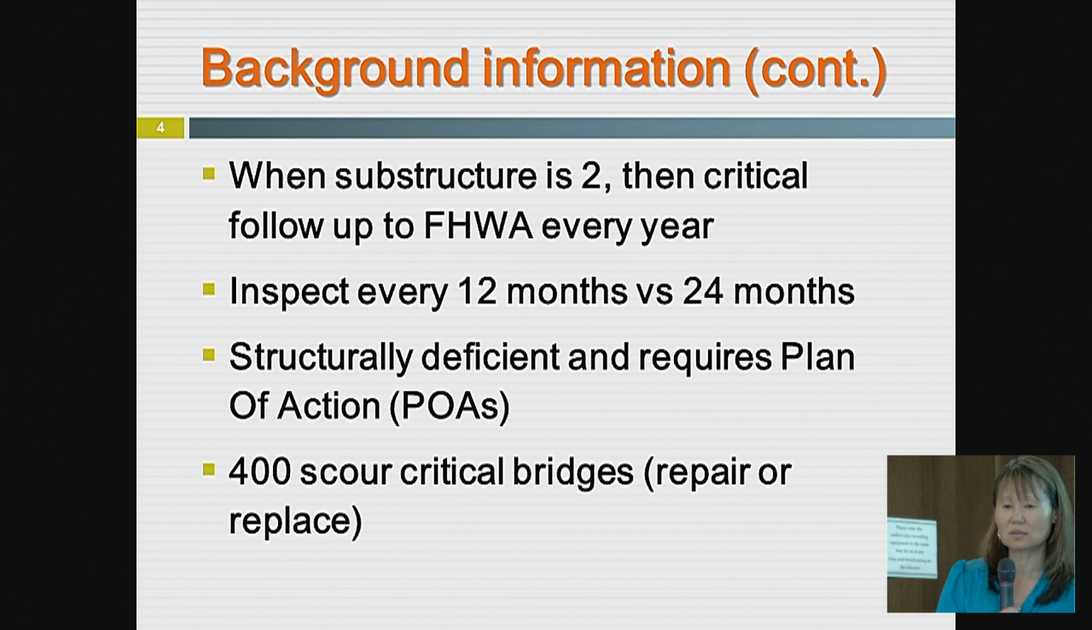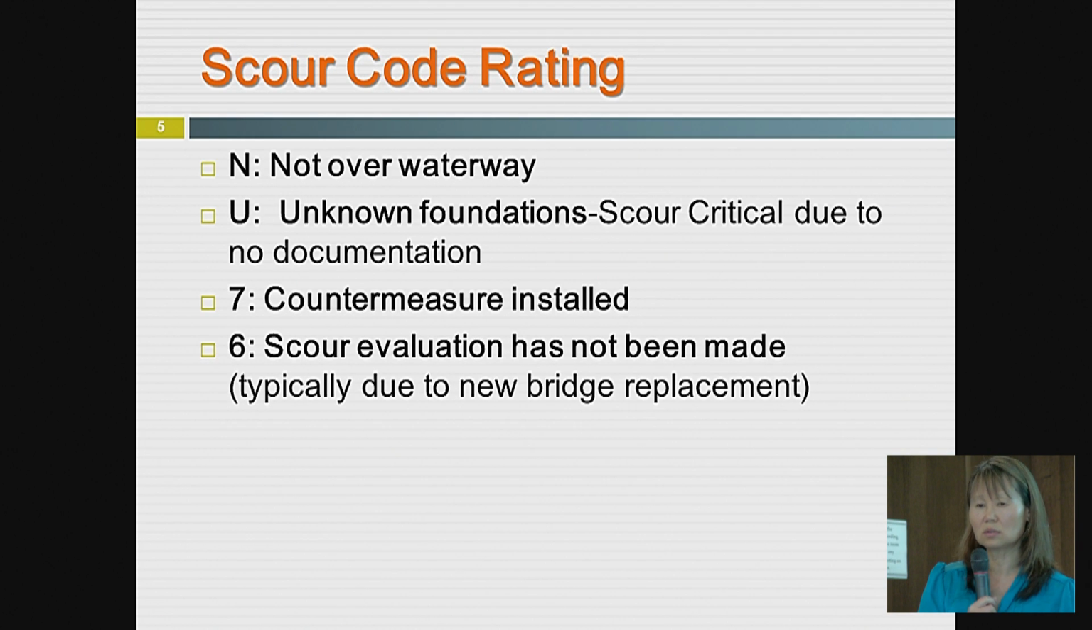Like I said, we had 400 scour critical bridges, so we had to think really fast about what to do about those problems. And just to go over what that rating is: the scour code is different from what the other ratings go from, 0 to 9. It kind of follows, but it doesn't. Like N is not over a waterway. You would have an N, but you wouldn't have a U.